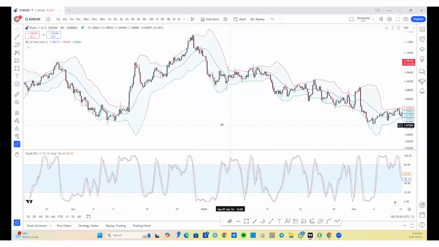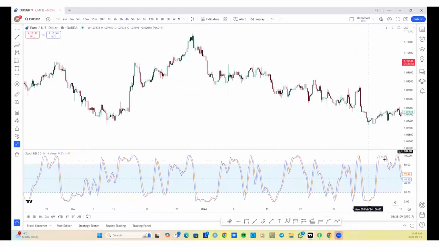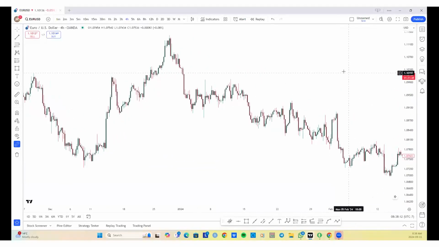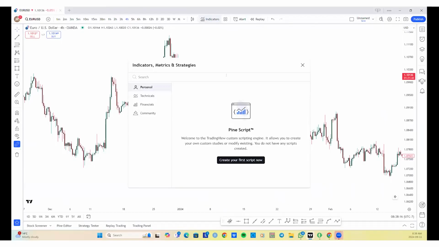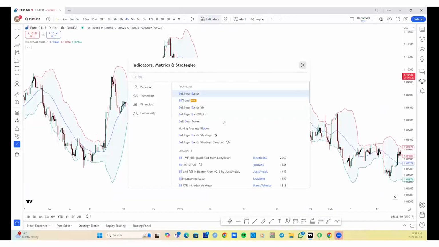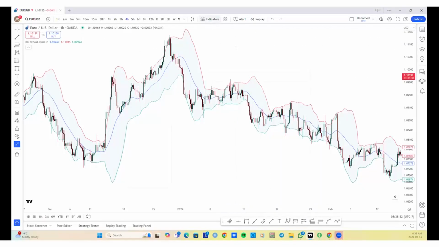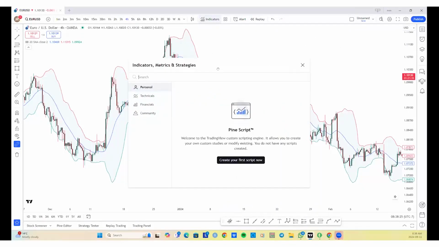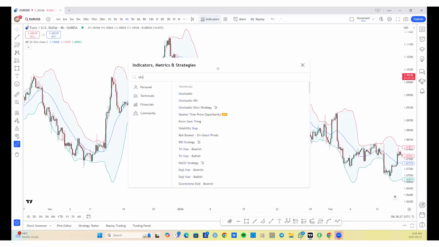Okay, so basically, let's say you don't have this one here, so you don't have this area here, you basically get this in TradingView. If you don't have them, just go to indicators and search BB or Bollinger Bands. You just click, there you go, so you have it. And then another indicator that you need for this strategy is the Stochastic RSI. I always have a problem pronouncing this word.